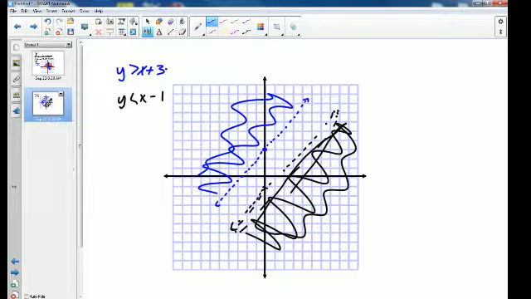So you can see that they don't actually ever intersect. Are there any solutions to that system? No, this would be no solutions, because the shading never crosses.